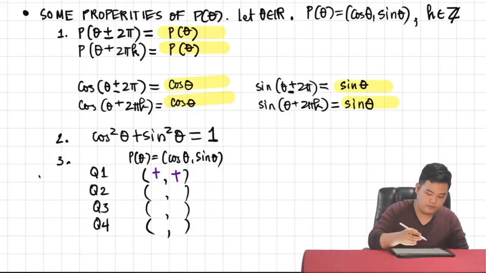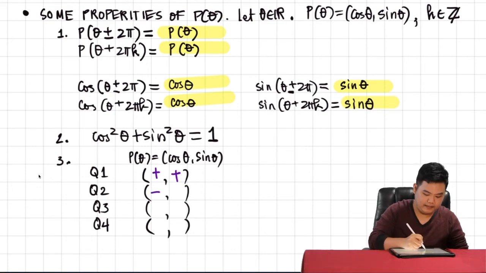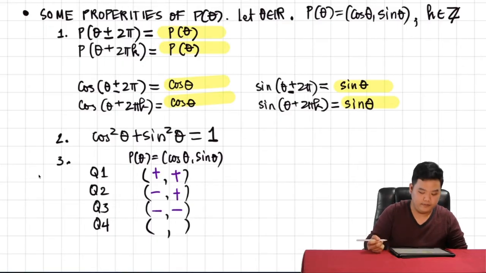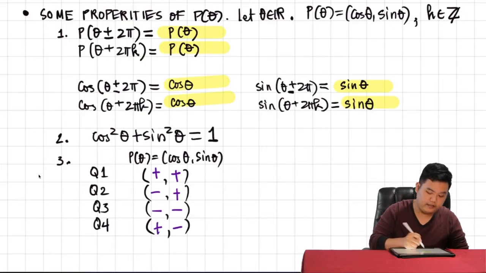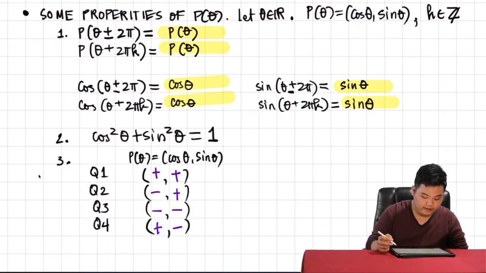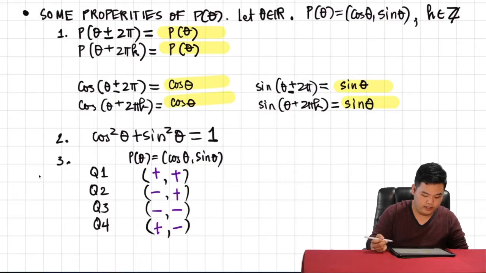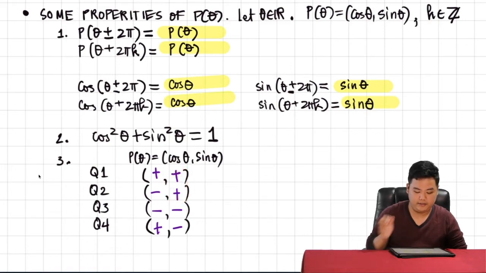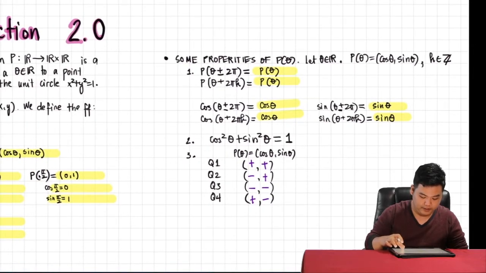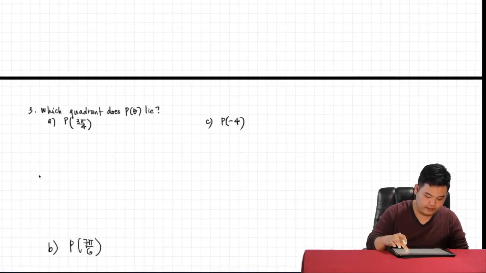In quadrant 2, negative si x, positive si y. In quadrant 3, parehang negative yung x, negative yung y. In quadrant 4, positive si x, negative si y. Okay? So, in quadrants 1 and 4, cosine is positive. In quadrants 1 and 2, sine is positive. Okay, malinaw ba yan? So, let us do some examples making use of these properties.